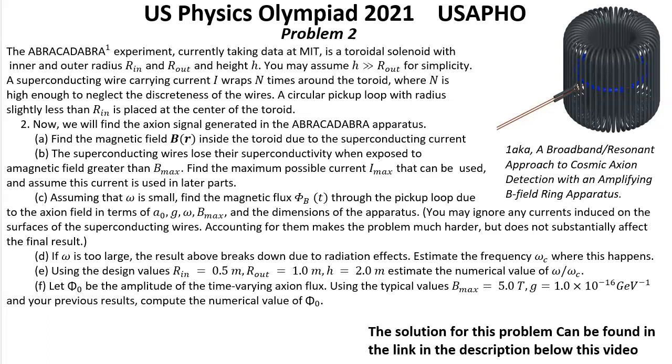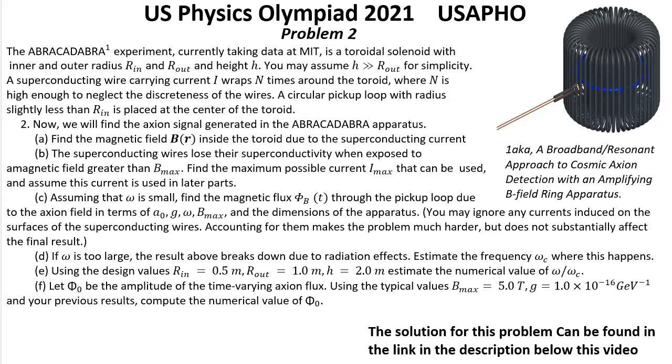Part 2. Now we will find the axion signal generated in the abracadabra apparatus. A. Find the magnetic field B as a function of r inside the toroid due to the superconducting current. B. The superconducting wires lose their superconductivity when exposed to a magnetic field greater than B max. Find the maximum possible current I max that can be used and assume this current is used in later parts.